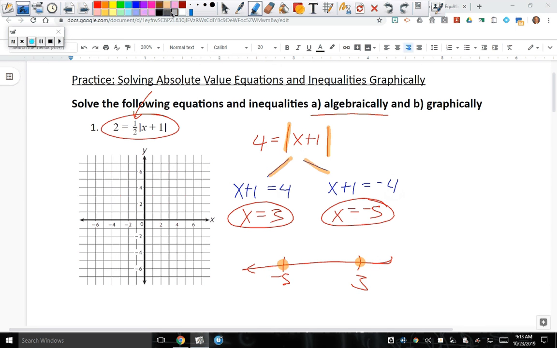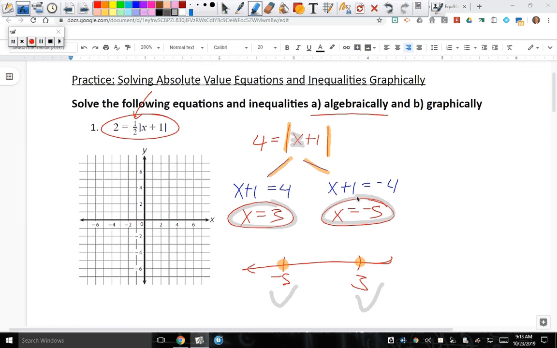Alright, so let's check together. Let's check 3. The absolute value of 3 plus 1 is 4. The absolute value is 4, so that one checked out. Okay? That was 3. Now if I put in -5, anyone, the -5 plus 1 is what? -4. The absolute value of that is 4. And that one checks out as well.